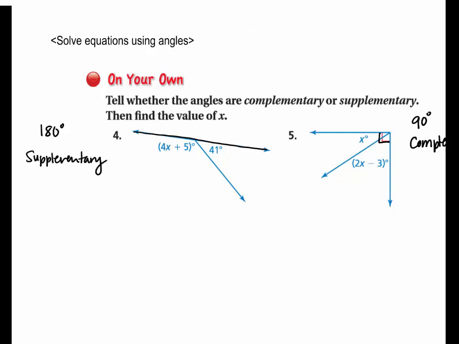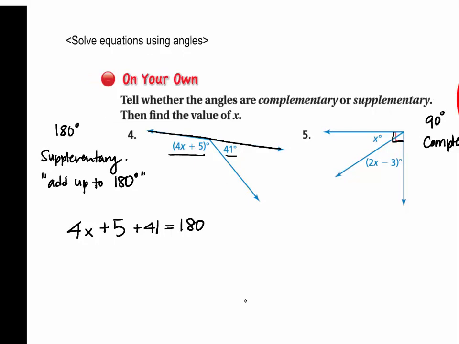Now we have to find what x is equal to. If supplementary means that angles add up to 180 degrees, then our equation will be 4x plus 5 plus 41 is equal to 180. Our first step was to see if we can simplify. I know that 5 and 41 can be added together. And 5 plus 41 is 46, so I have 4x plus 46 is equal to 180.